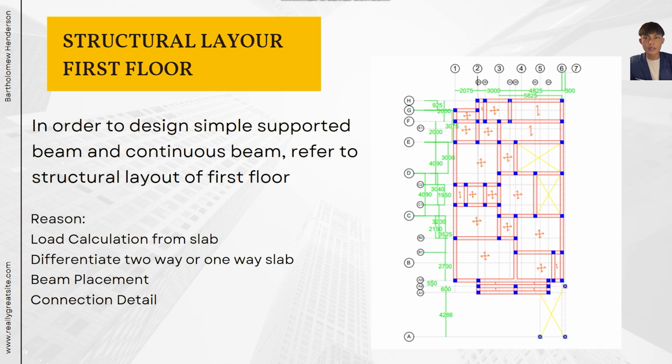Now I will present this slide. This slide is talking that in order to design the simply supported beam and continuous beam, we need to refer to the structural layout of the first floor. This is because we need to do our calculation from the slab to the beams and differentiate the two-way or one-way beam, and the placement and location of the beam in the building, and we need to know about the connection detail. Now this is our project, our structural layout of the first floor.